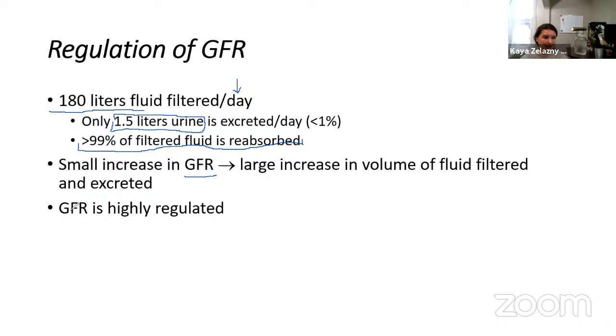So we do highly regulate that glomerular filtration rate because we don't want to lose a ton of fluid. If we lose a ton of fluid, we're going to end up losing blood volume and therefore really messing with our blood pressure. So the kidneys are actually super important for managing blood pressure overall.